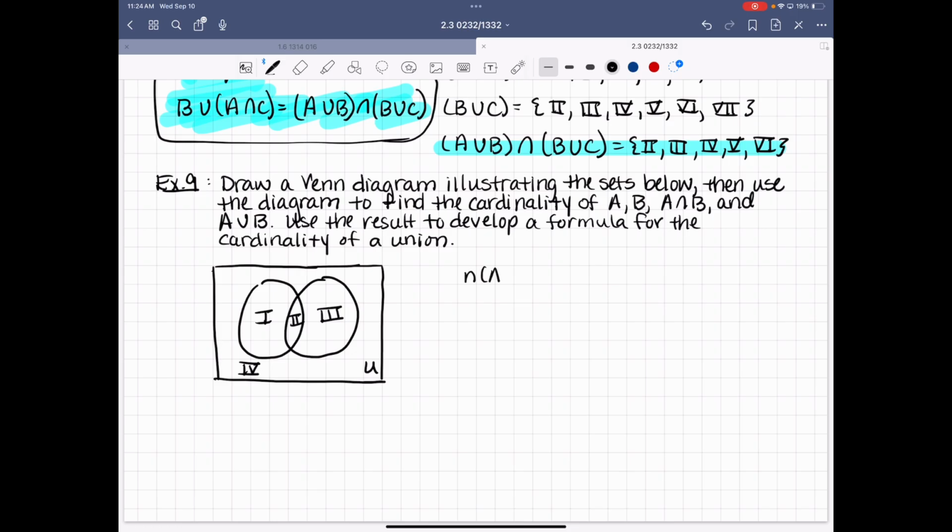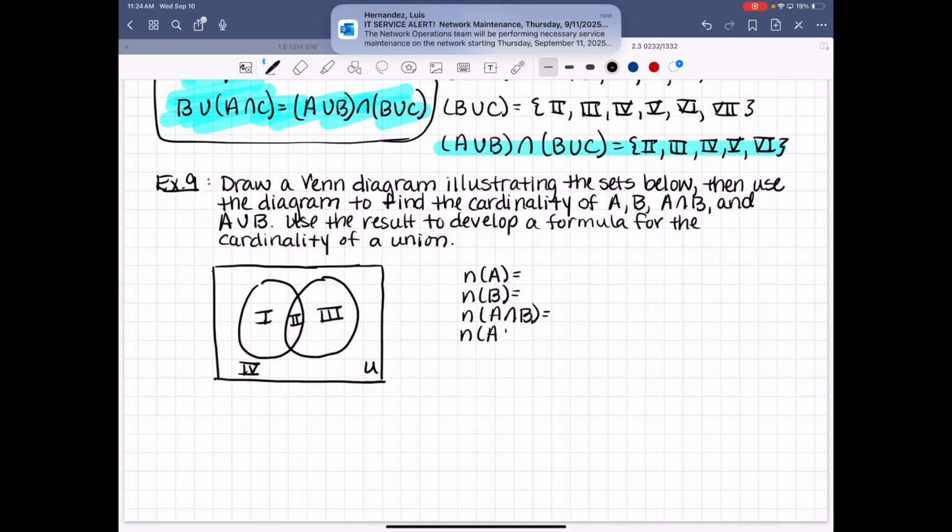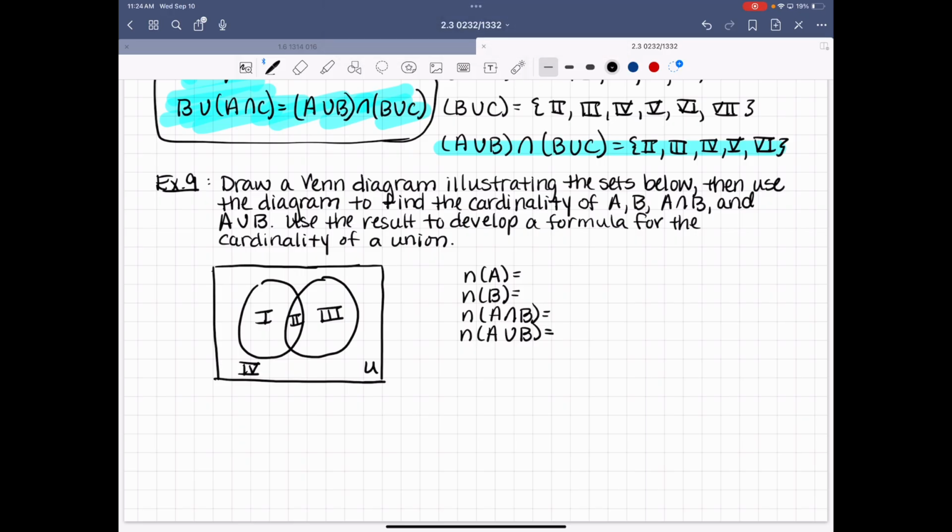Well, we write N of A. I told y'all that I would call it N of A, and I really should be saying the cardinality of A, but it's because I'm so algebraically driven that things like N of A come out, because I say F of X. We need the cardinality of A, the cardinality of B, so N of B, and then the cardinality of A intersection B and the cardinality of A union B. Then we have to write a formula, but we're going to come up with that.